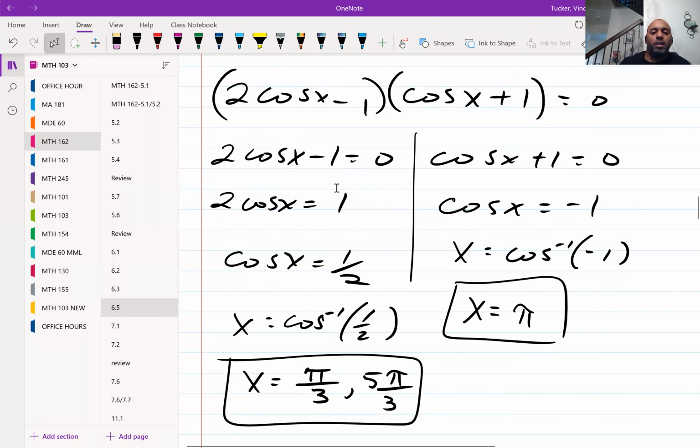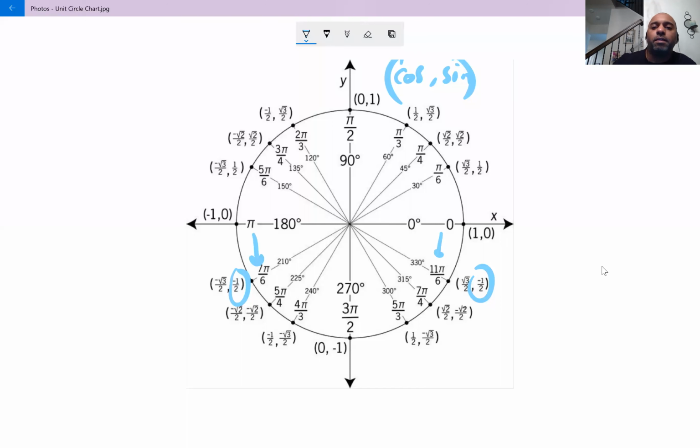And remember, you can always lean on your unit circle. So if we go back to our unit circle, we want to know when is cosine equal to 1/2. Here at pi over 3. And here at, where's 5 pi over 3? Right here, 5 pi over 3. Those are 2 places where cosine is equal to 1/2. All right.